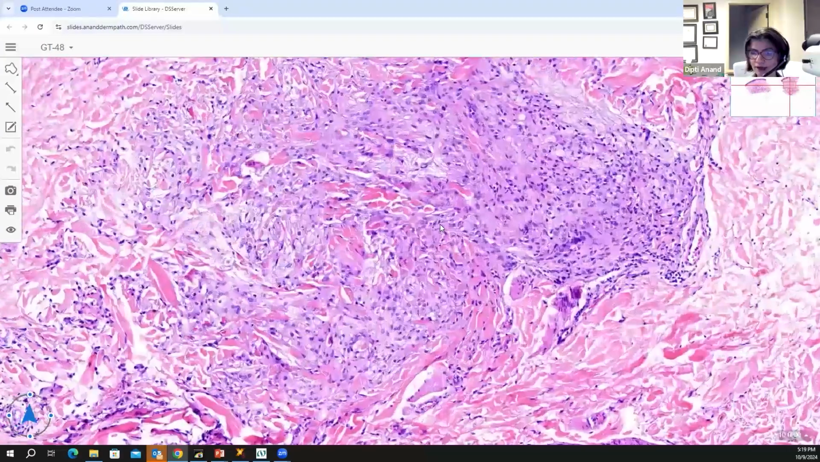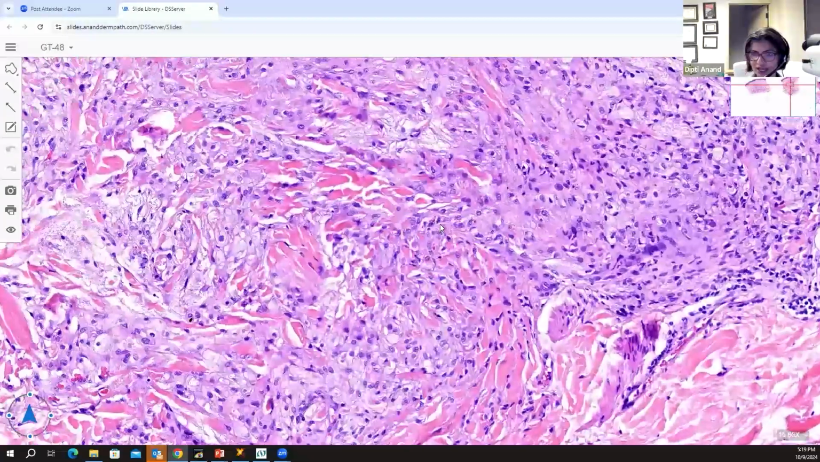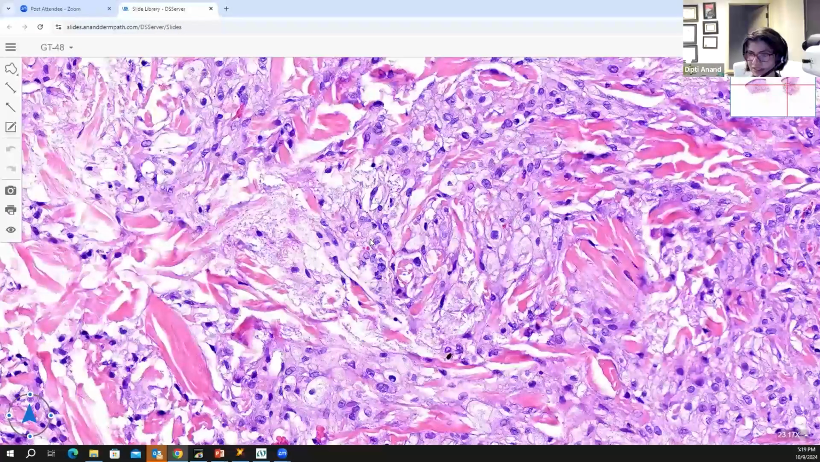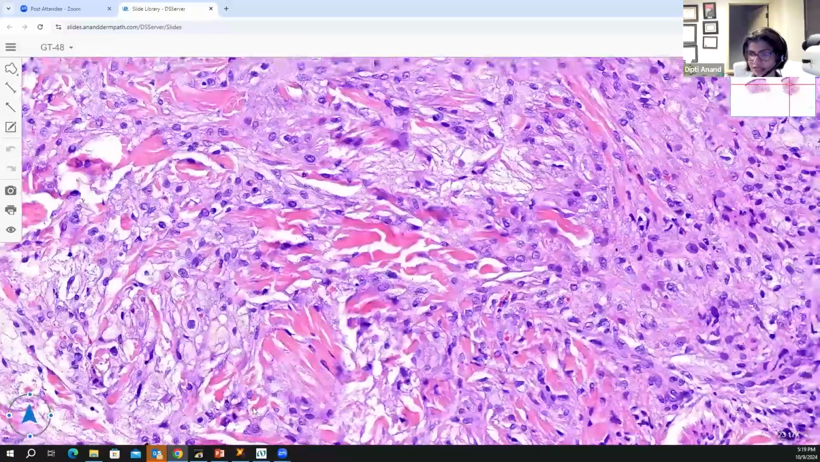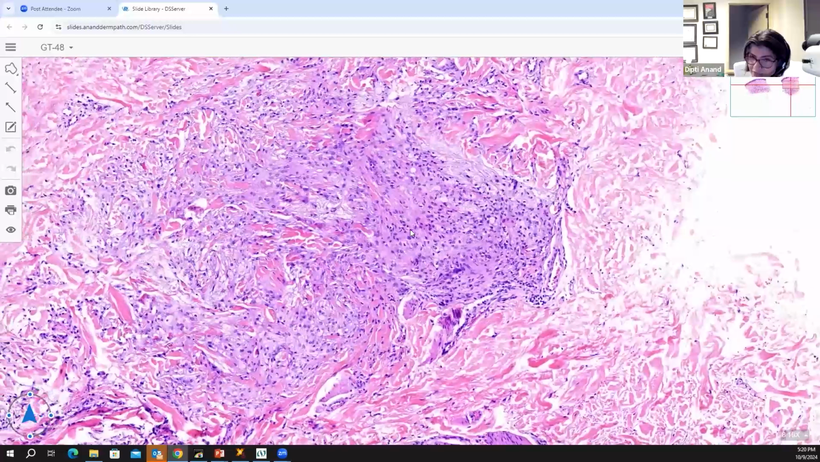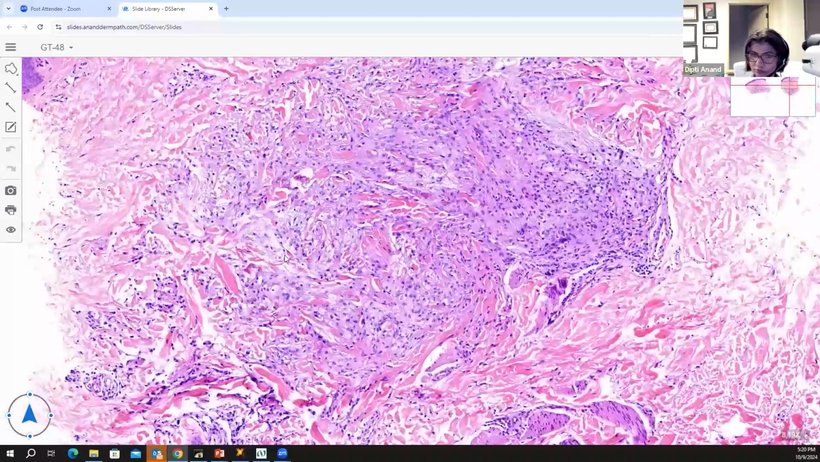But when you go up on high power, you will see that these are actually one kind of cells. These are the xanthomatized histiocytes, so they can contain big bubbly cytoplasm, and it's in varying stages. So that is why some of them look more pink, some of them look more vacuolated. Extracellular cholesterol clefts can be seen within the lesion as well. They're not present in this lesion, but they can be present.